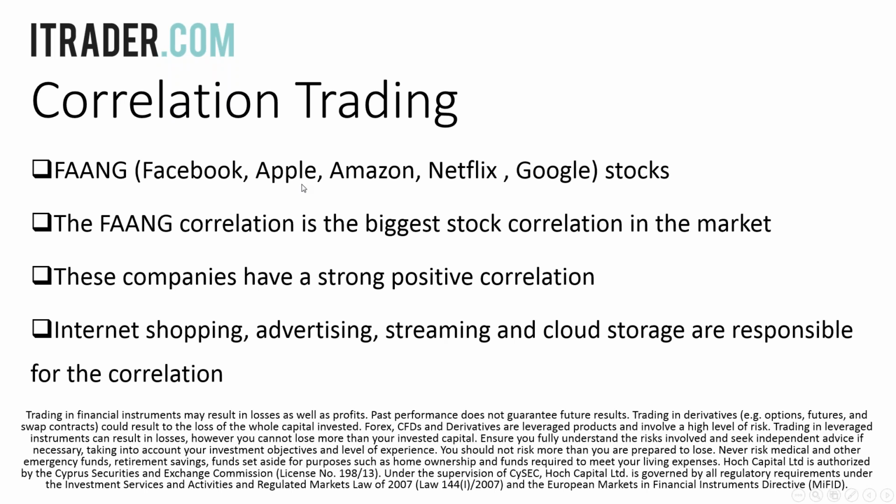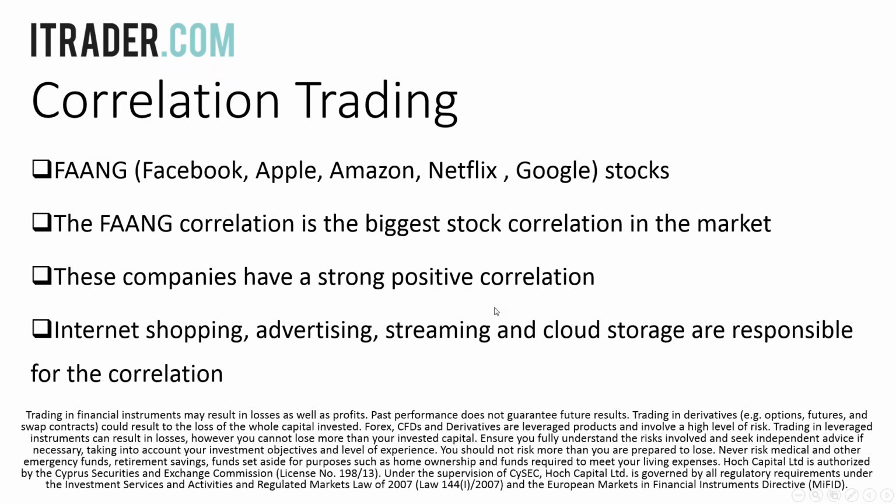The FANG, the Facebook, Apple, Amazon, Netflix, and Google stocks. The FANG correlation. These are the major technology. If you take these five stocks, their market capitalization, what they're worth, is over $3 trillion. We're talking about the economy of almost Germany, France, the whole country, only in five US companies. So the FANG correlation is the biggest stock correlation in the market. These companies have a strong positive correlation.